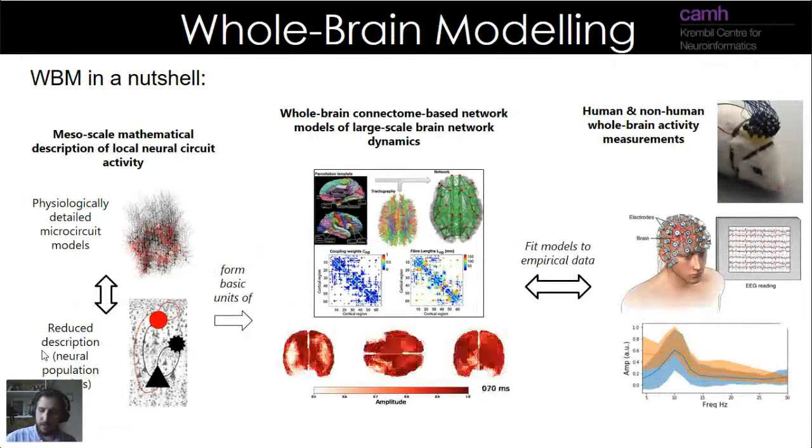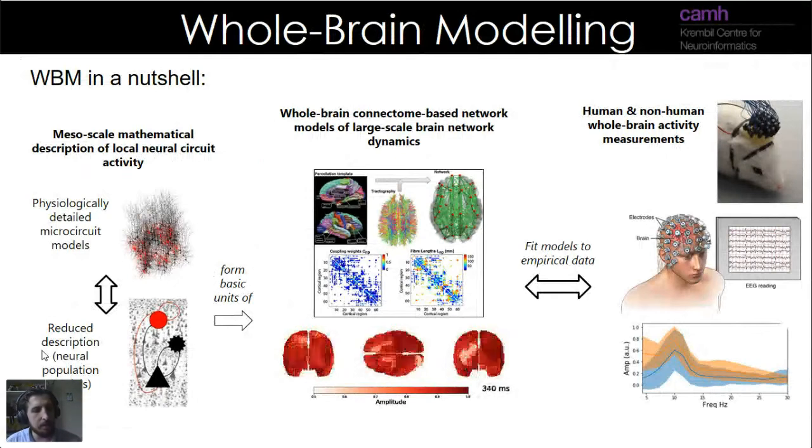And that reduced description is what I'm calling here, and what people in the field tend to call, a neural population model. It's not the only term that you'll hear for that, but it's a common one. Other common ones are things like neural mass and neural field and mean field, and I'll be expanding on all of that during the course of the presentation.